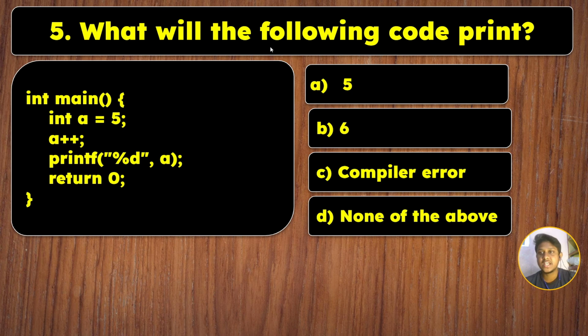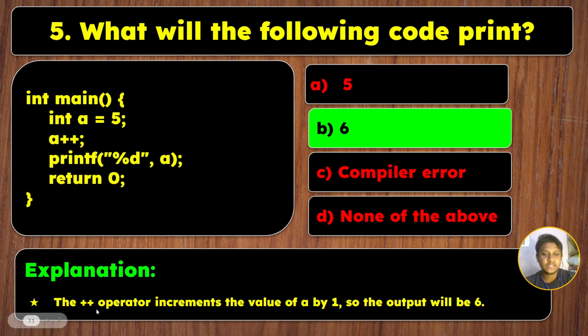The fifth question is a printing output based question. So you can see we have some code here. So we have started our main method, and there we have an integer type variable where we assign the value as 5. And now we are incrementing a by using a post increment operator, and after that we are simply printing a. Then we are simply returning 0. So we have our four options: option A 5, option B 6, option C compiler error, and option D none of the above. So here the correct answer will be 6.